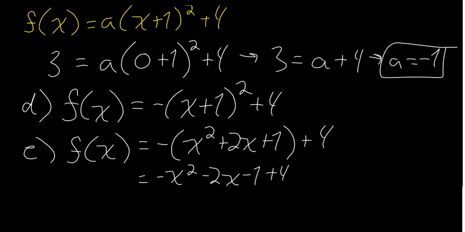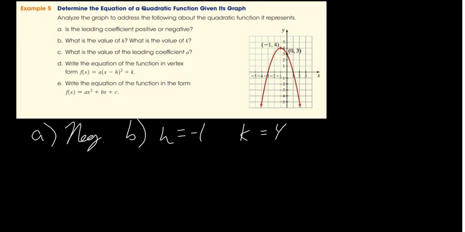Lastly, we're going to combine the negative 1 and plus 4, so we've got negative x squared minus 2x plus 3. And that was that. I believe that was it. A, B, C, D, we're good.